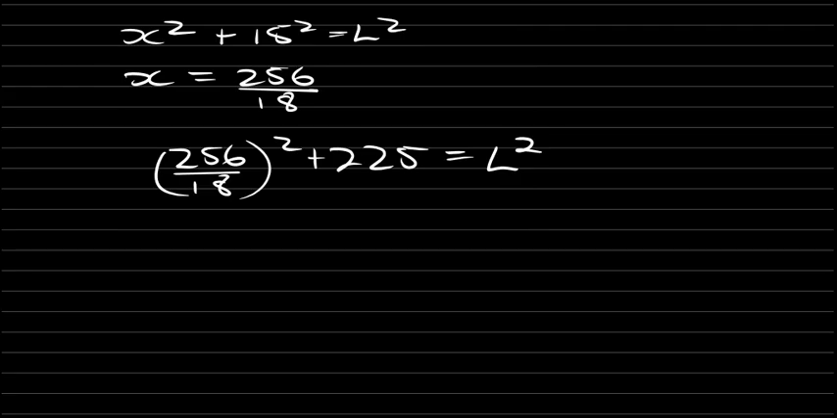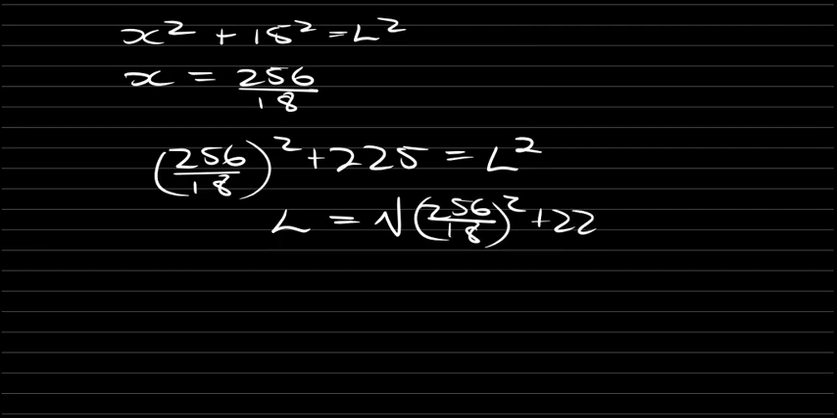Okay, so now I've got this fraction, but fortunately it's just a number. We punch it into the calculator and it gets sorted. But now this L is not what we're looking for; we're looking for L, not L squared. So we can say L equals the square root of 256 over 18 squared plus 225. And when we put that into the calculator, let's do that quickly.